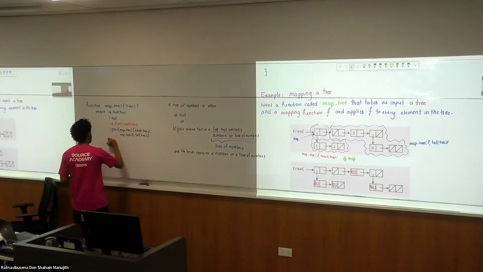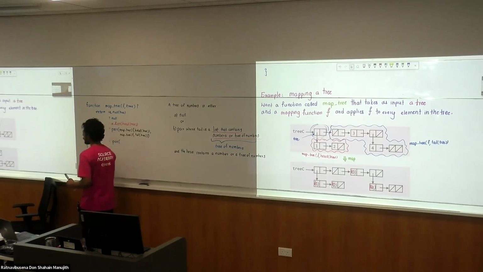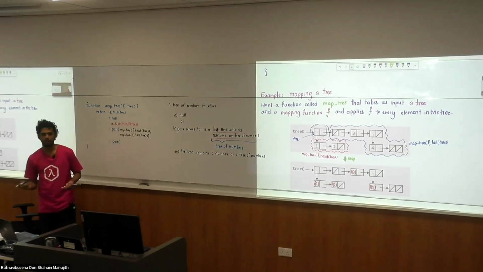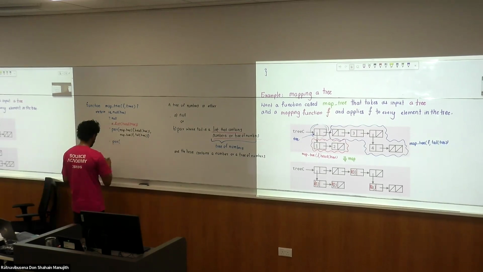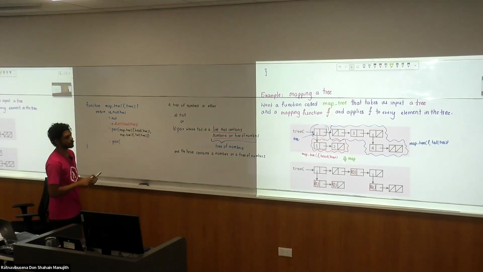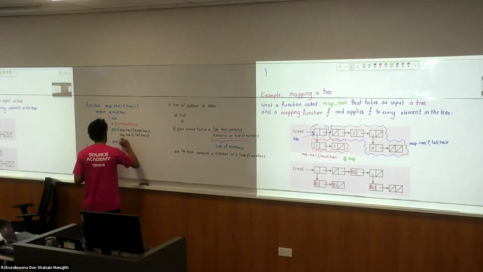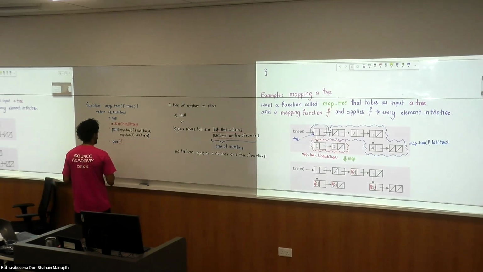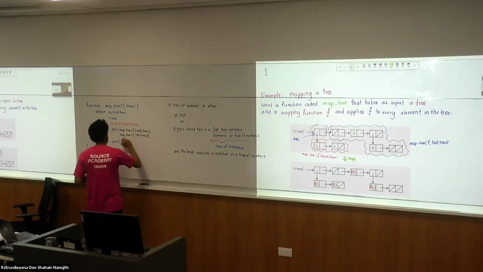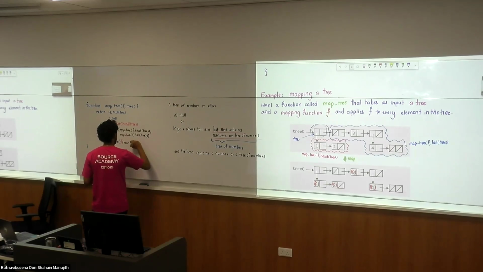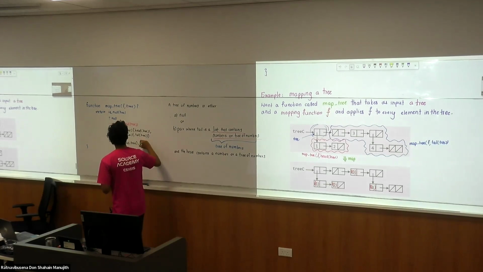And then, if not, then what should I do? Pair. If the head is not a tree of numbers, then it's a number. So then how should I finish the return call? I need to just f, yes. So map tree.